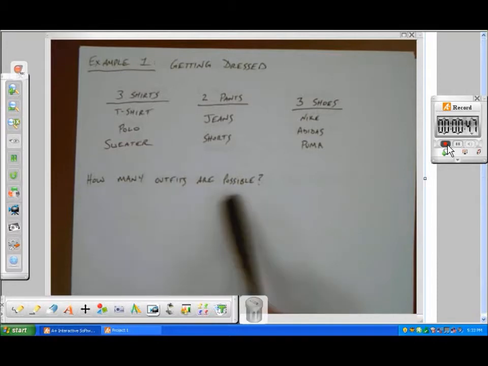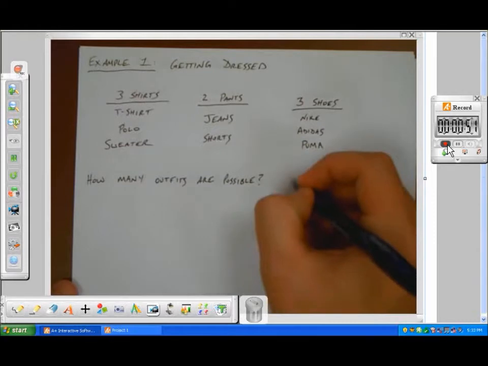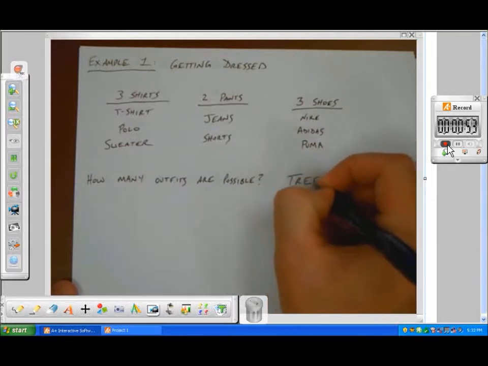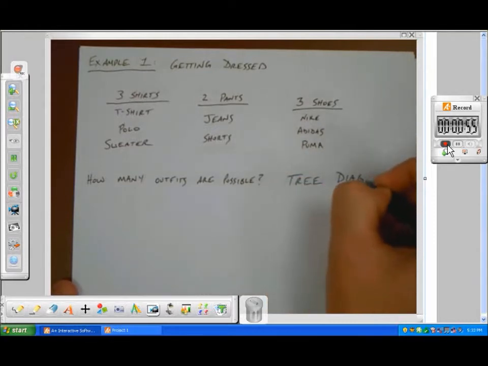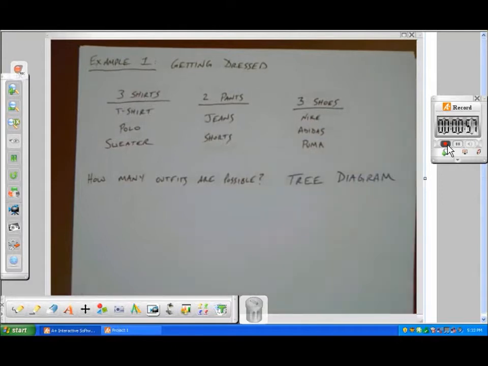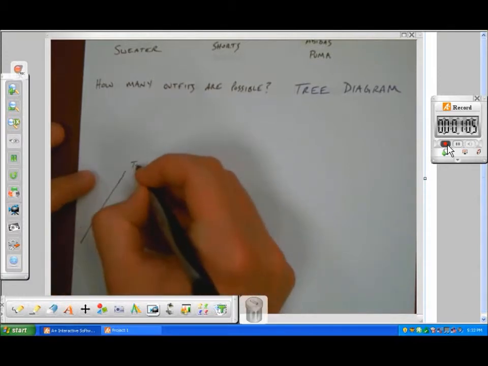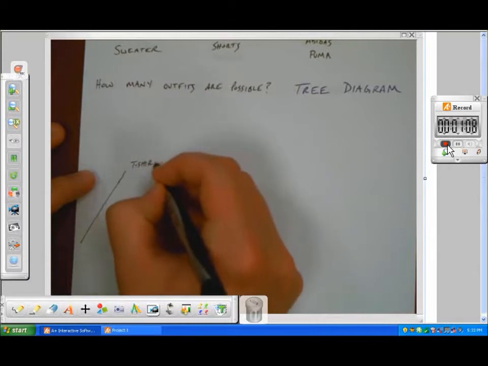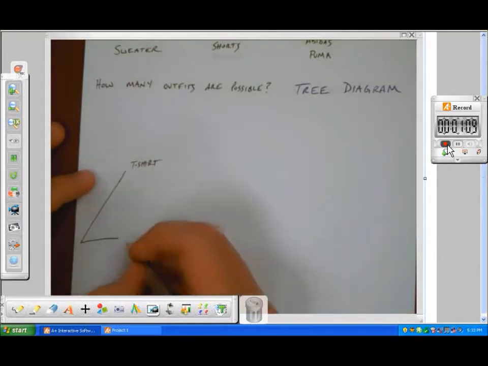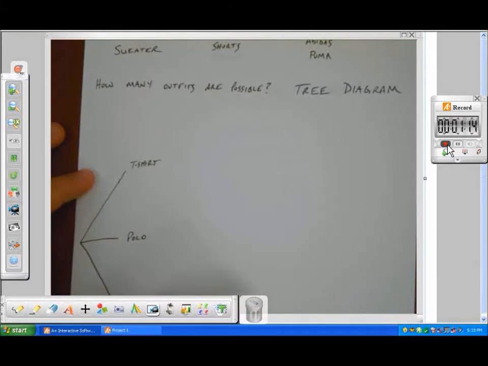To figure this out, we're going to make what's called a tree diagram. The tree diagram lists all the different possibilities that are available to us. So we start, and the 3 shirt possibilities that we could have are t-shirt, polo, and sweater. So we start by listing out all of the different possibilities.